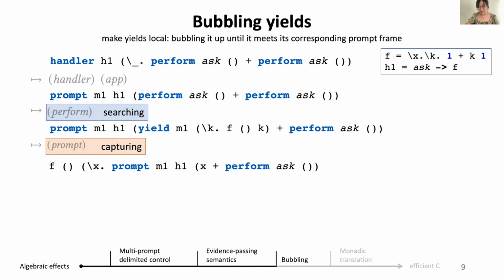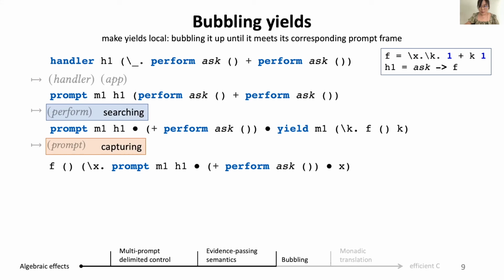For example, in the third expression, we will first do yield, whose result will be added to perform ask, and the whole computation is guarded by a prompt. We can also do the same to the resumption. Now it is more obvious that during capturing, we are capturing multiple frames at the same time.